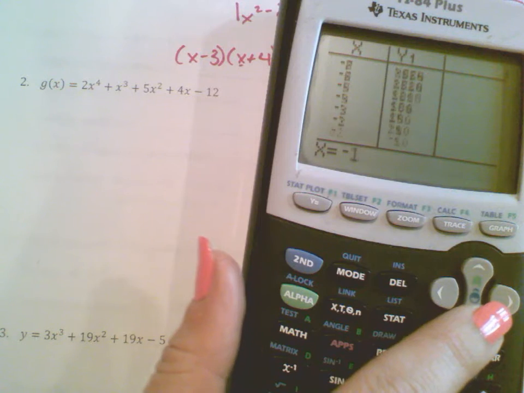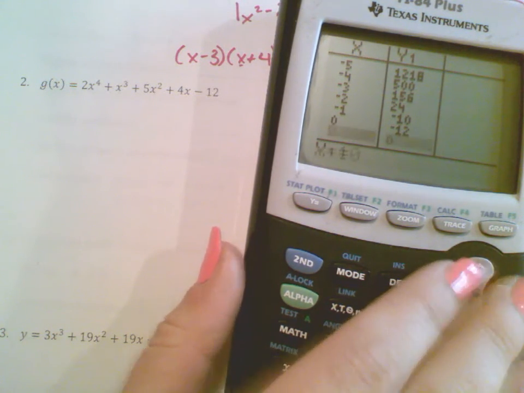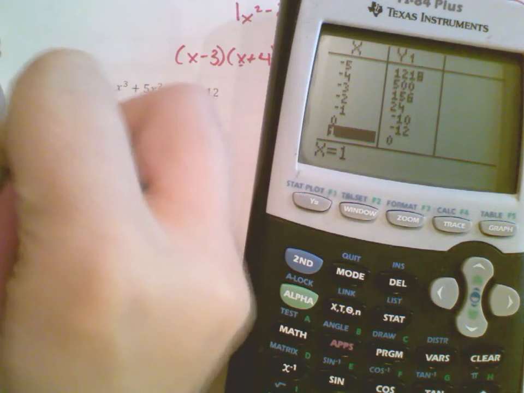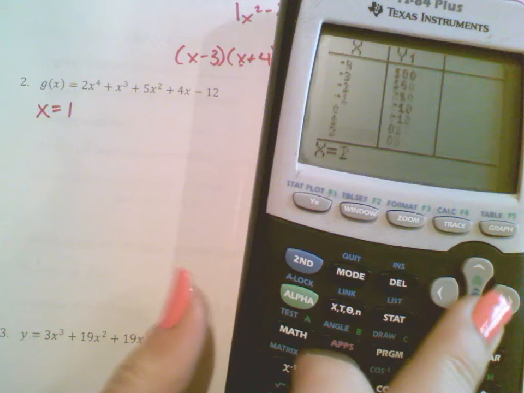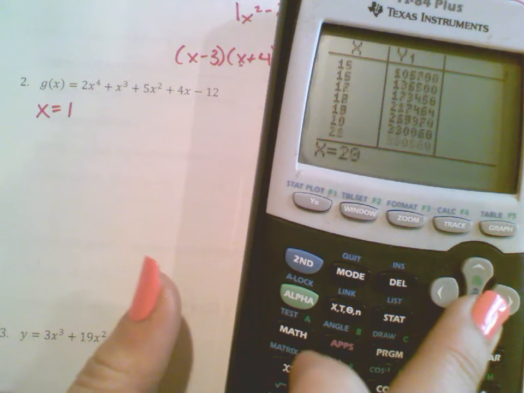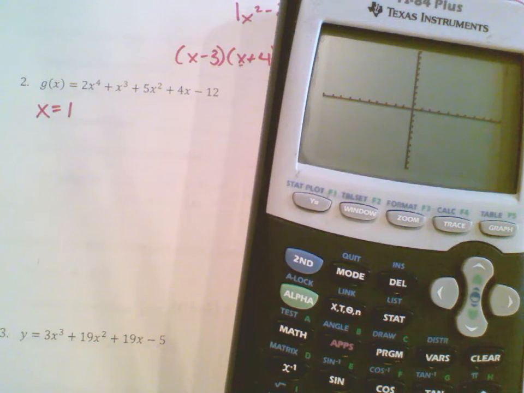We found one right here. So when x is 1, y is 0. So I'm going to write that one down. So I know one of my zeros is where x equals 1. I can look around a little bit more. Numbers are starting to get really big, so what I can do is go to the graph. And I can see I have two zeros there.